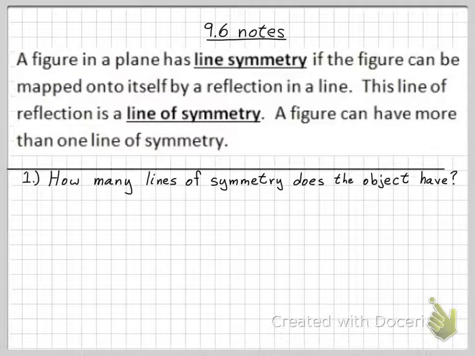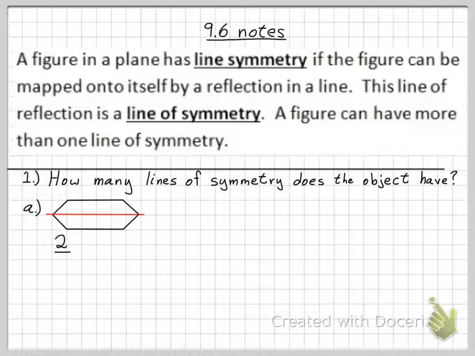Okay, let's start off with this example. How many lines of symmetry does the object have? The first object we'll look into is this one here in letter A. The answer is 2. There are 2 lines of symmetry. And so what that means is, for example, that would be the first one.